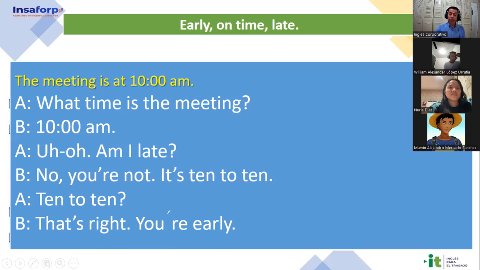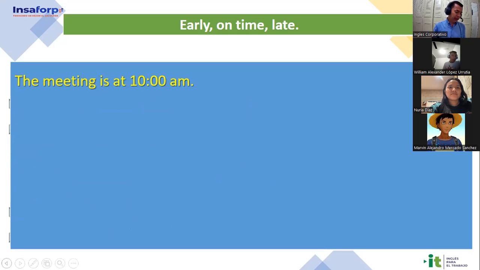Now let's go to the next conversation. Ready? No, okay, two more students to practice this. Two more students, yes. Veronica and Luis, please. Veronica, you're A. Luis, you are B. Ready? Action.